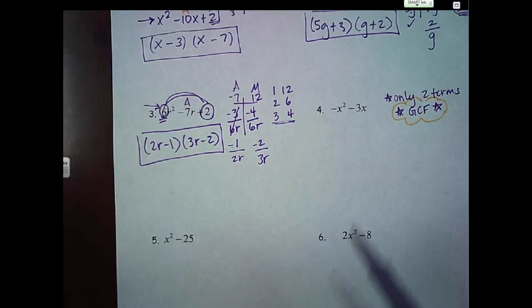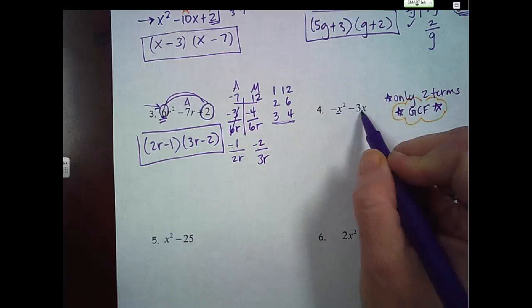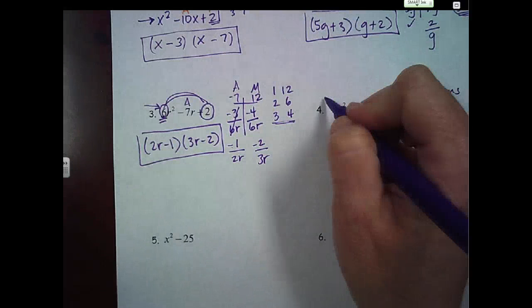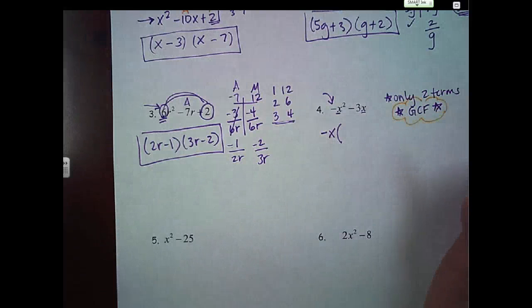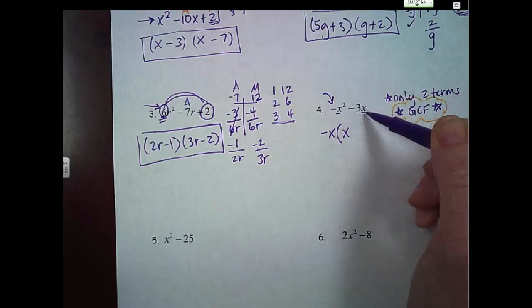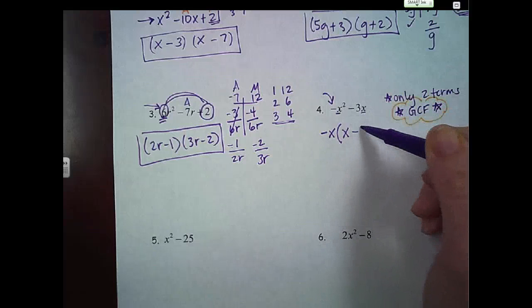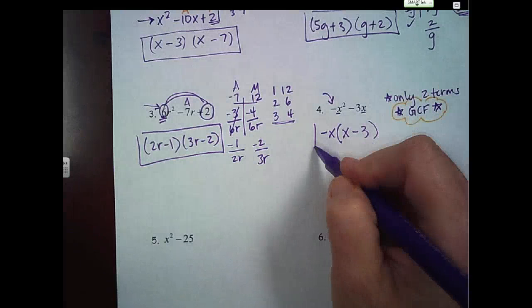Okay, do these have something in common? Yes, this has an x and this has an x. And because I'm leading with a negative, I'm going to factor out a negative x, right? So if I take an x out of here, I'll still have an x left over. If I take an x out of here, I've got a 3, right? So there's your answer.